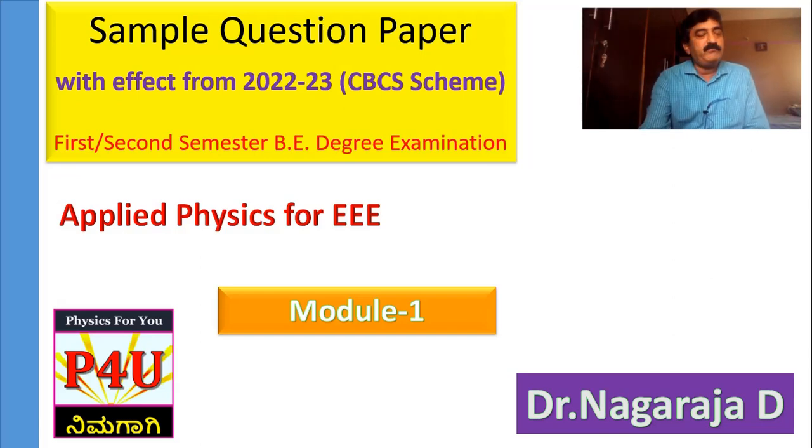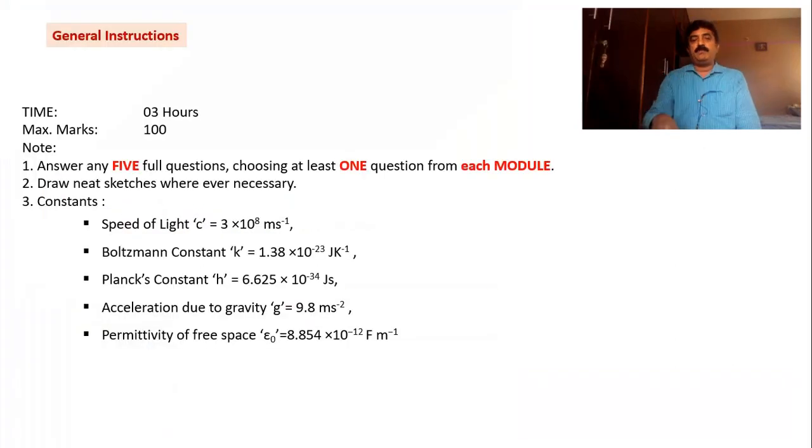Without spending much time on the introduction, we will jump into the question paper pattern and the questions straight away. This is the question paper pattern. Duration is 3 hours, 100 marks, and you have to answer 5 full questions, selecting 1 question from each module. These are the physical constants given in the question paper. I think in addition to this you will be getting a formula handbook also.